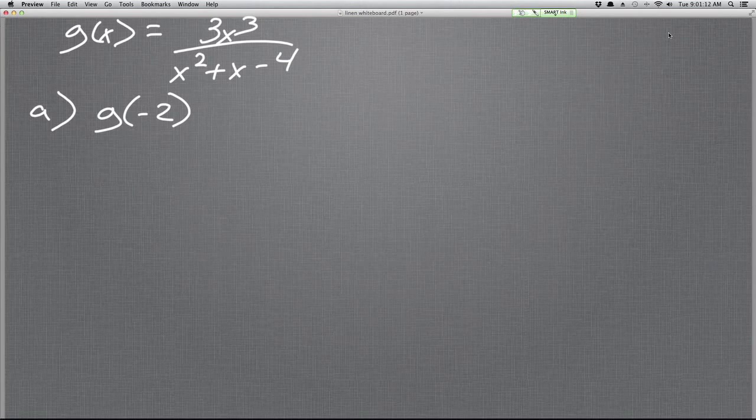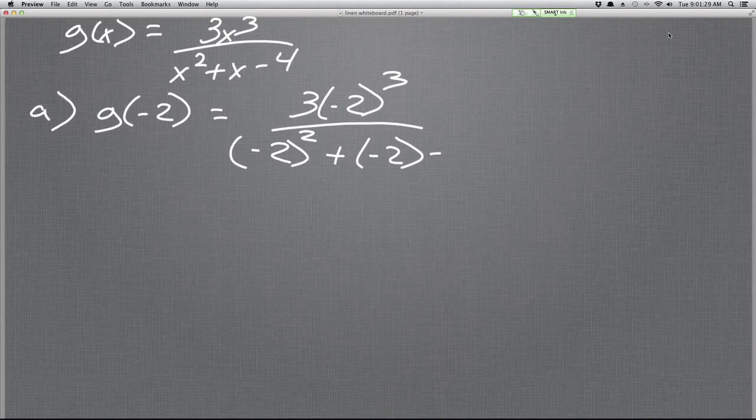All right, and as we said, to be able to find g of -2, I'm going to do what with -2? Plug it in for x. So we're going to have 3 times -2 cubed over -2 squared plus -2 minus 4. Any question? That's simple. And then we want to simplify that.